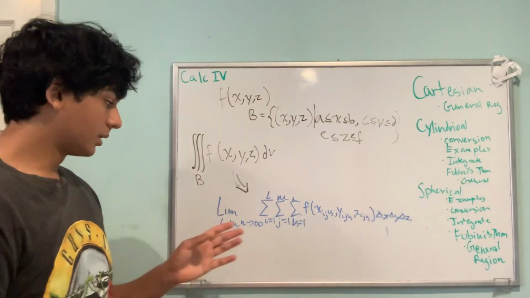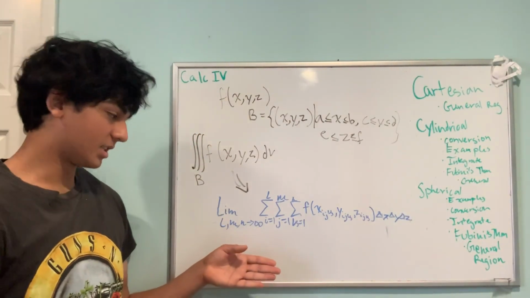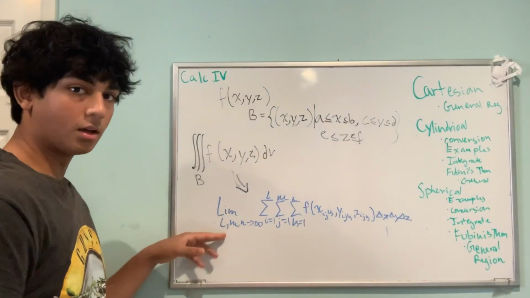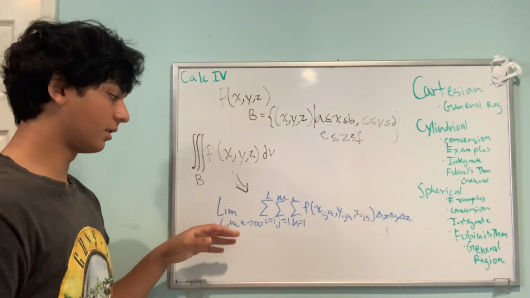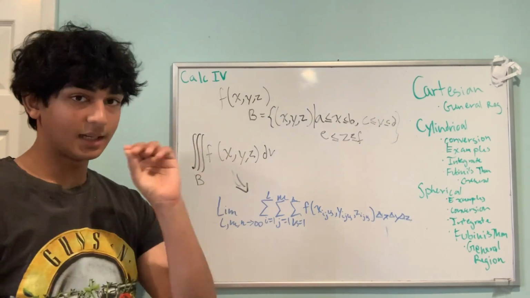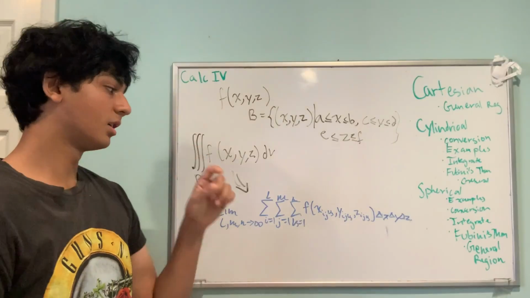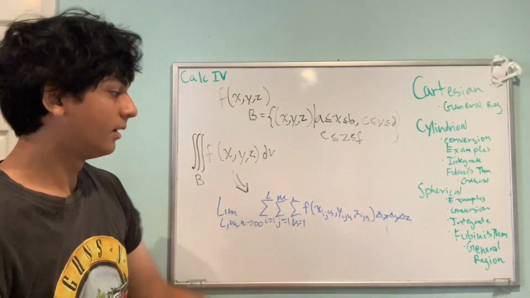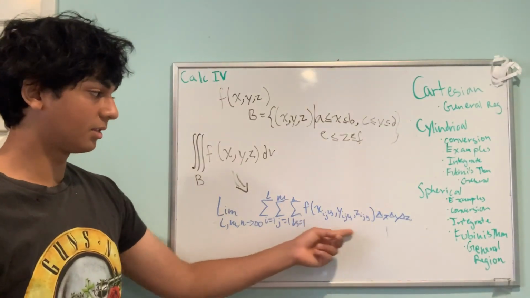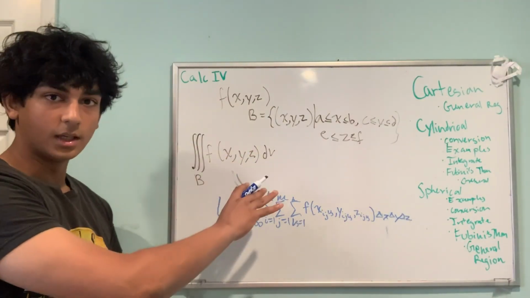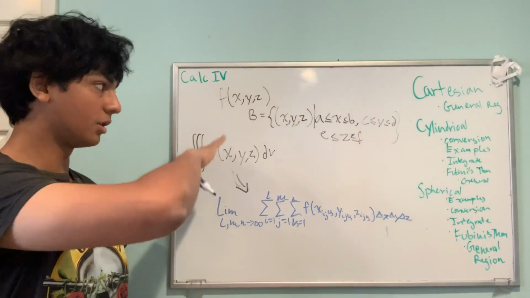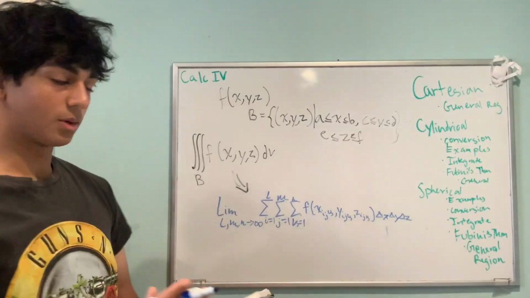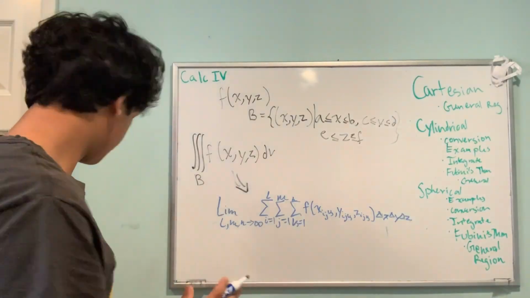So what this equation actually represents is an approaching infinite number of tiny little volumes defined by some delta x, delta y, and delta z times our function here at those points, which integrates the function over some region B, where B in this case is a rectangular solid box.